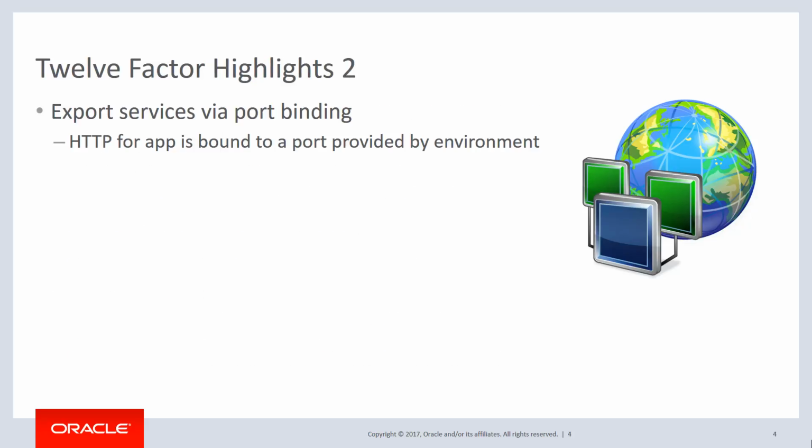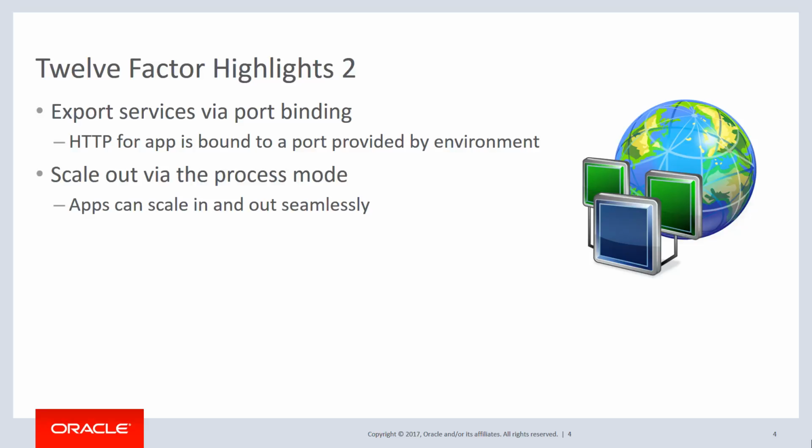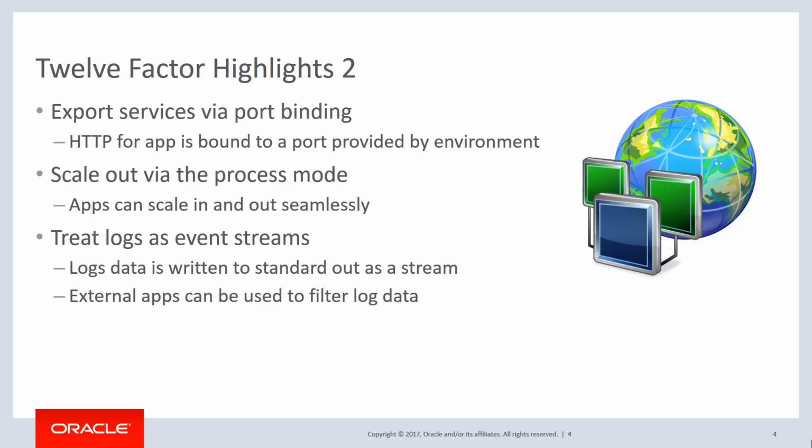Some of the other factors: export services via port binding. This means your application should listen on a port provided by the environment. That's pretty straightforward, and we'll talk about that as we progress. Scale out via the process model. This basically means that your apps should be able to scale in and out seamlessly. This also relates back to statelessness. If you have a stateless application, it doesn't matter how many instances you have, it'll still work the same way. That's what allows us to scale however we want.